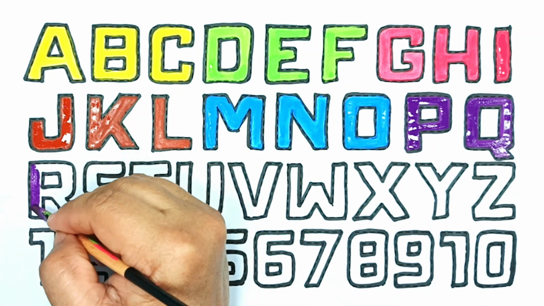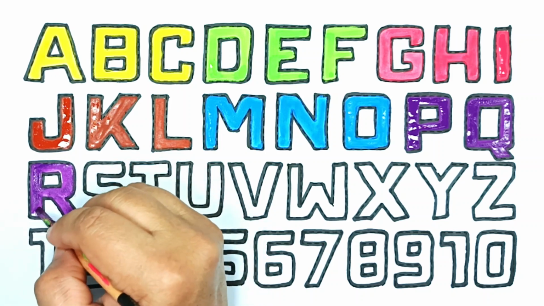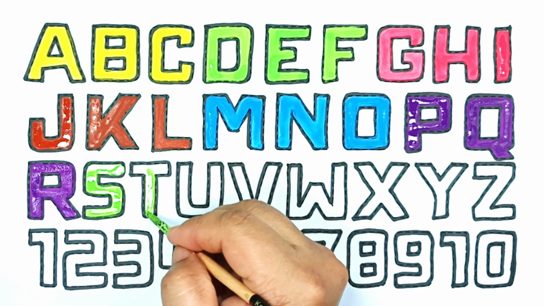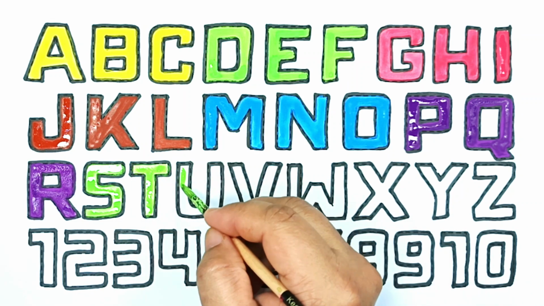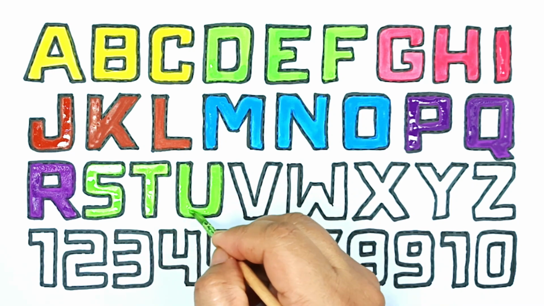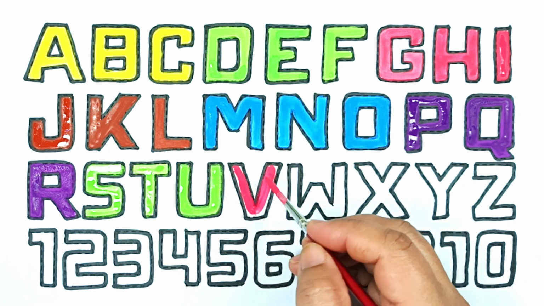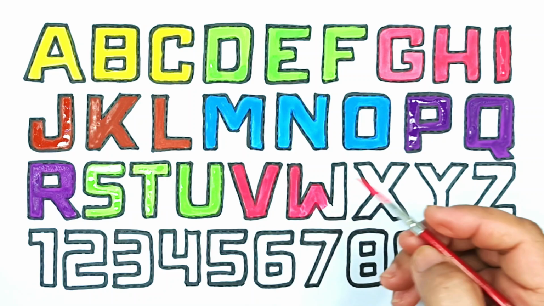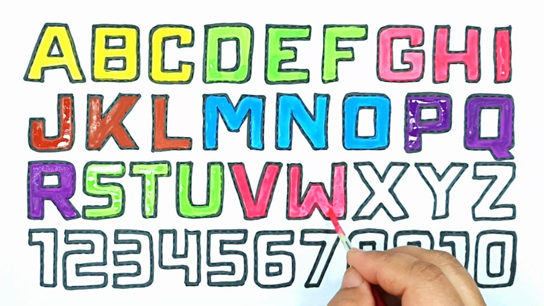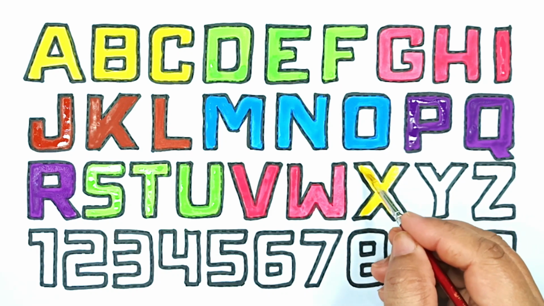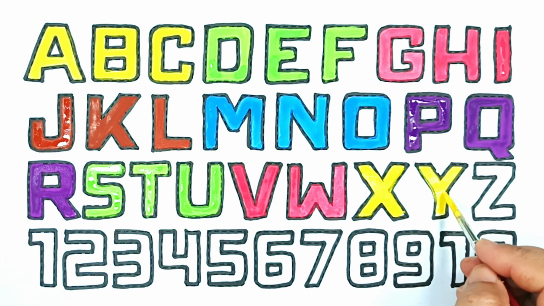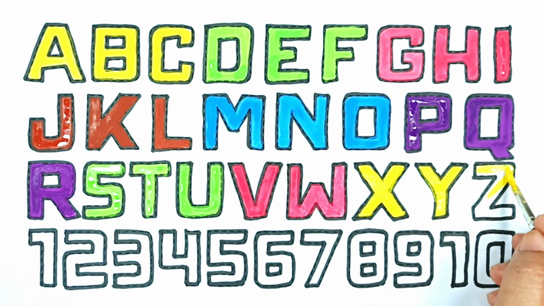Q for queen. R for ring. S for star. T for train. U for umbrella. V for van. W for watch. X for xylophone. Y for yacht. Z for zebra.